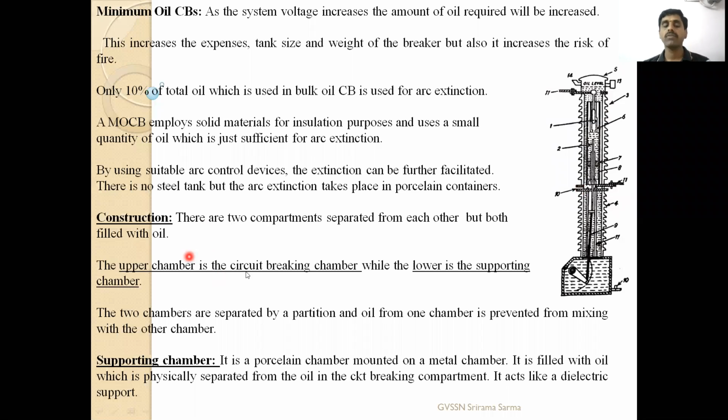So in the construction, I told you already, the upper chamber is the circuit breaking chamber, the lower chamber is the supporting chamber, and the supporting chamber is mounted on the metal chamber. It is filled with oil, which is physically separated from the oil in the circuit breaking chamber. These two are separated from each other. You have seen in the first slide, there are two positions, the different chambers, in the practical picture. So this is the circuit breaking chamber, this is the supporting chamber. It acts like a dielectric support. That means to pump the oil after reducing the diameter of the arc.